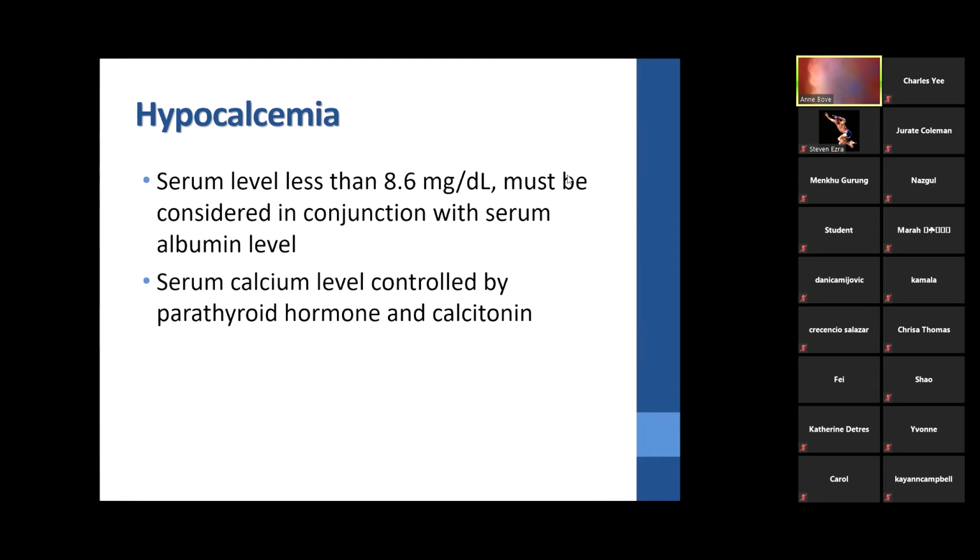Now, calcium. Calcium is generally looked at in milligrams per deciliter. So you're looking at a serum level that's less than 8.6, and you also have to look at what the albumin level is. If you have a low albumin level, you'll have a higher free calcium, and as the albumin level goes up, the free calcium goes down, because calcium binds with albumin. Calcium is controlled by your parathyroid hormone and calcitonin. And once again, we'll talk about that when we talk about endocrine.